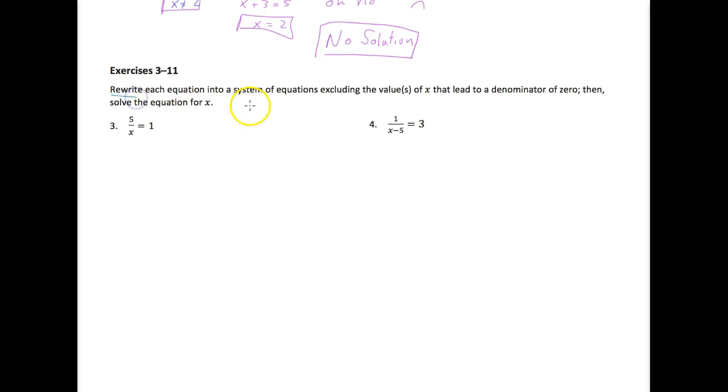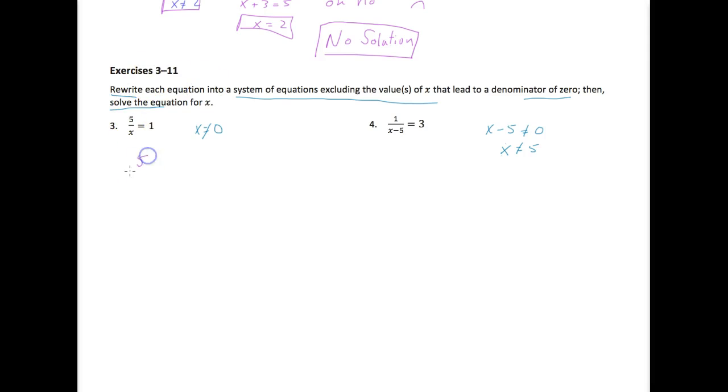Rewrite each equation into a system of equations excluding the values of x that lead to a denominator of 0. Then solve for x. Well, we don't want to let x equal 0 in this one, so we'll say no. Over here, we don't want x minus 5 to equal 0, which means x can't be 5. All right, we've excluded some values here. Ooh, that x just got bad all over. Hold on, let me see if I can make that look a little better. We excluded the values from the denominators. And now let's take a look at how easy it is to solve these.